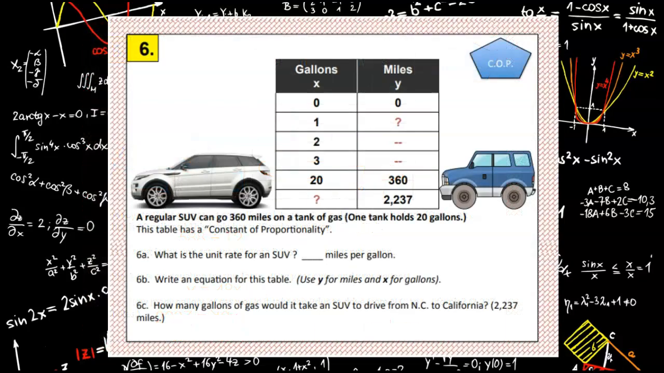Number 6, a regular SUV can go 360 miles on a tank of gas. One tank holds 20 gallons. So what is the unit rate for this SUV? Write the equation and tell me how many gallons of gas it would take the SUV to drive from North Carolina to California. Again, about 2,237 miles.